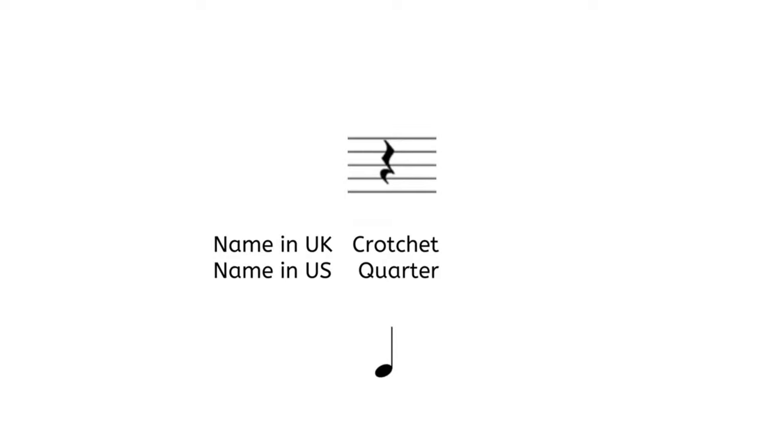Crotchet rest or quarter rest. This rest looks like a fancy Z and sits on the second line of the staff. It represents 1 quiet beat in 4/4 time.